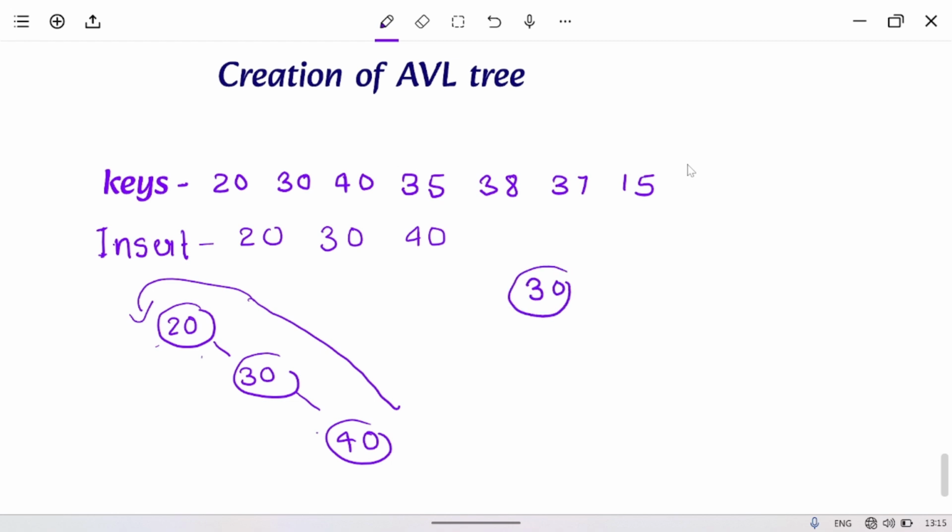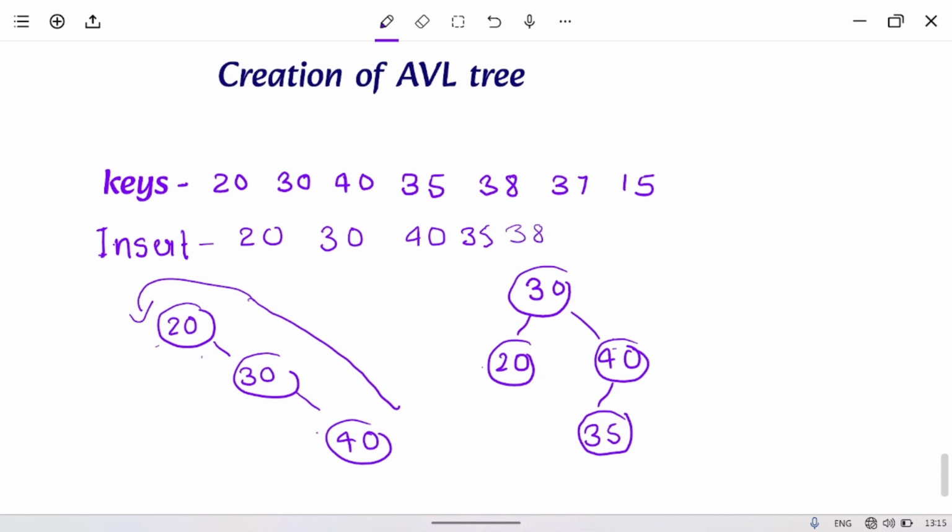Here 30, 20, 40. So now the tree is balanced. Again we will insert 35. 35 is greater than 30, so right side. 35 is smaller than 40, so left side of 40. After insertion of 35, we will calculate the balance factor for each and every node. The balance factors are 0, 1, 0 and -1. Now everything is balanced.